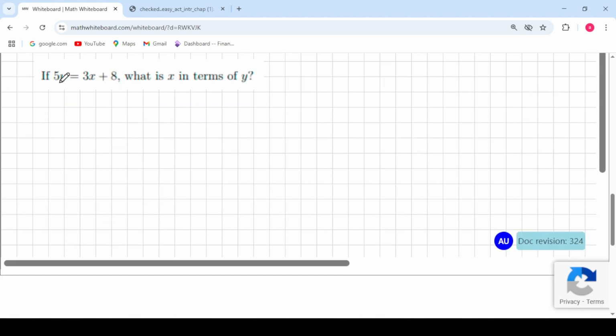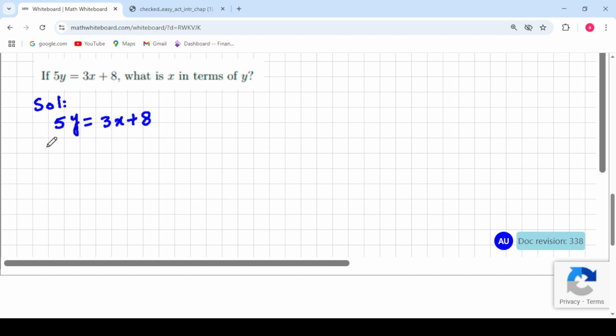The next question is, if 5y equal to 3x plus 8, what is x in terms of y? So we have to find this x in terms of y. It means x equal to some function of y. We have to write x as some function of y. As this is 5y equal to 3x plus 8, we have to separate x from all other terms.